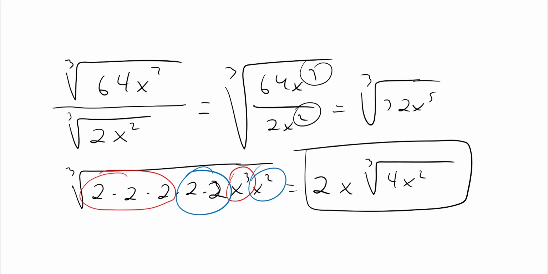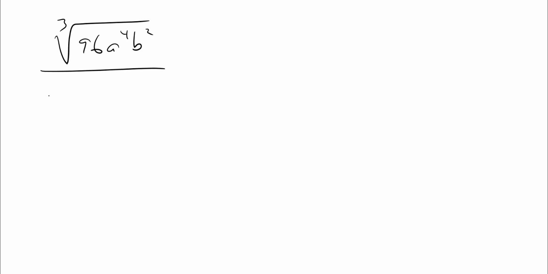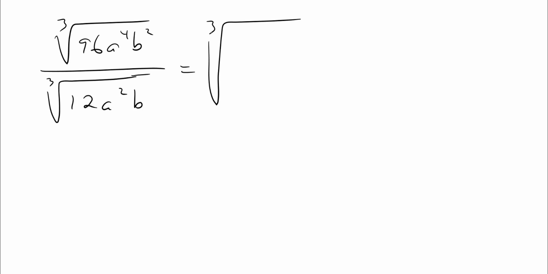All right, first of all, I want to do two of the problems in your homework because I think they're pretty challenging. Okay, so it's going to be the cube root of 96 a to the fourth b squared over the cube root of 12a squared b. Okay, so let's write it all out in one cube root. So 96a to the fourth b squared over 12a squared b.